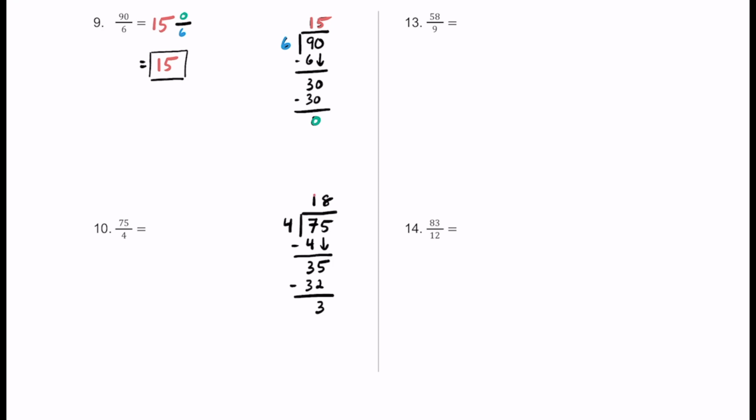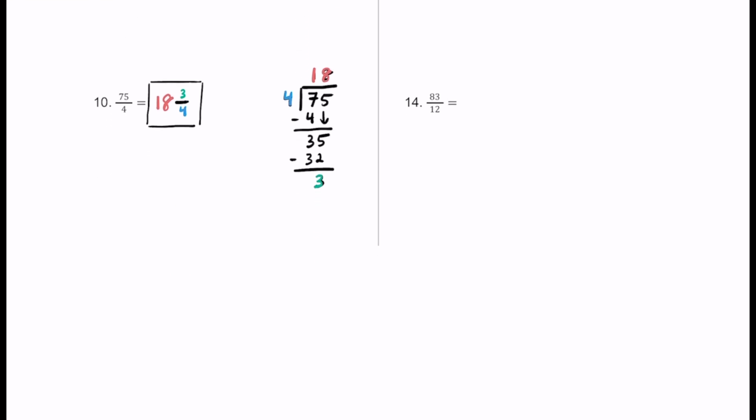So it went in how many times? Well, 4 times 18 will get you as close as you can get to 75, so it goes in 18 whole times. And then a remainder down here of 3, that's going to be the new numerator. And then for the denominator, we have a 4, so we're going to put that down here. All right, so our mixed number here is 18 3/4. All right, so that's number 10.